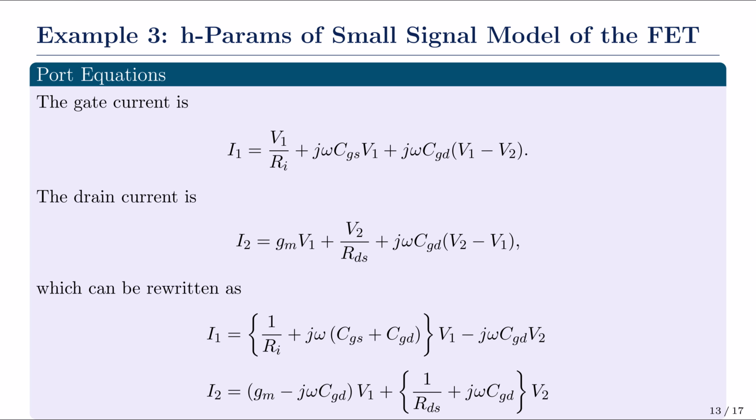We begin with the gate current I1. The current consists of three contributions: the current through the input resistance, the current through the gate source capacitance, and the current through the gate drain capacitance. Similarly, the drain current I2 contains the controlled current source contribution, the current through the drain source resistance, and the current through the gate drain capacitance. After collecting the terms multiplying V1 and V2, both port currents are expressed as linear combinations of the two port voltages. These equations provide the starting point for determining the hybrid parameters.